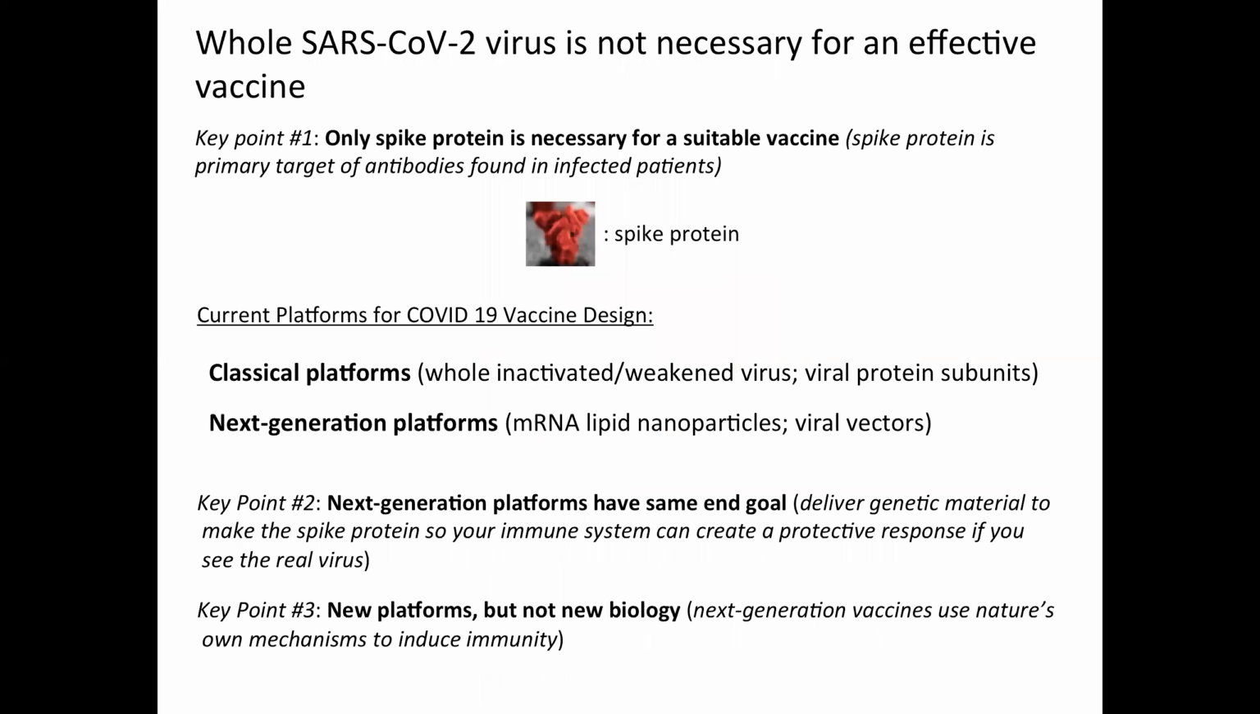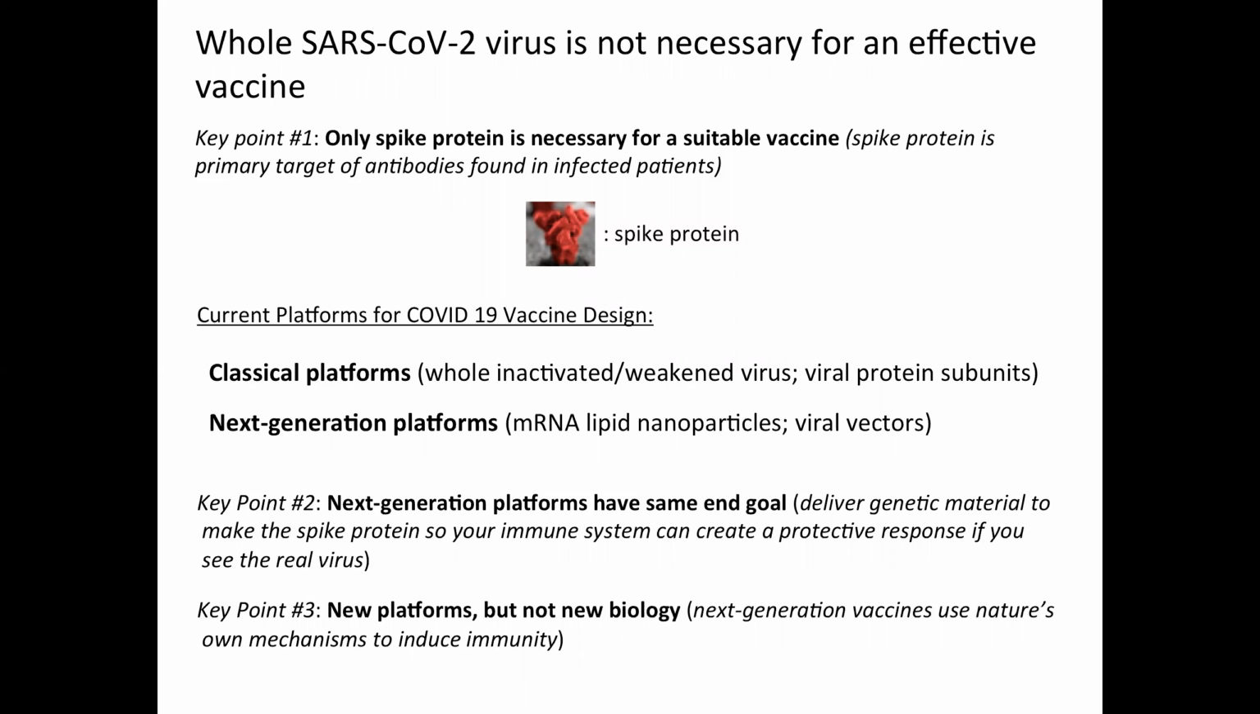One interesting feature with SARS-CoV-2 is that you don't need the whole virus in order to produce an effective vaccine. And that's really the first key point that I want to make, is that only the spike protein, that protein on the surface of the virus, is necessary to generate a suitable vaccine. We know this because the spike protein is the primary target of a vast majority of the antibodies that are found in infected patients. So people have set about using two different platforms, classical as well as next generation platforms, to develop a vaccine based on this knowledge.